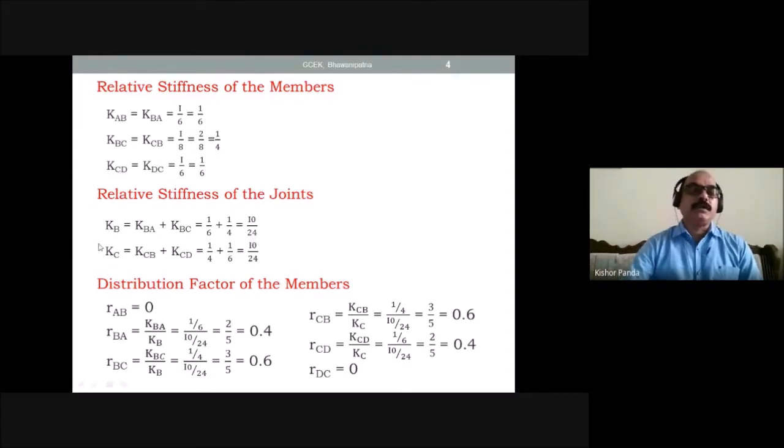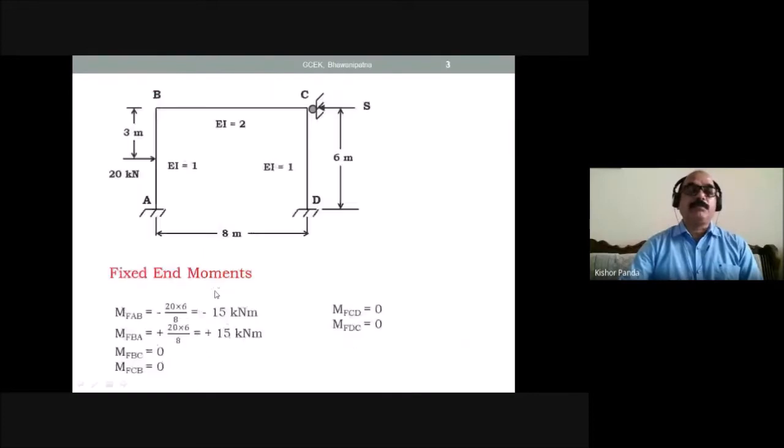Similarly at joint C, what is the relative stiffness? KC is equal to KCB plus KCD. So here also KCB is 1/4 and KCD is 1/6, giving 10/24. So this is the relative stiffness of the joints. Then find out the distribution factor of the members.